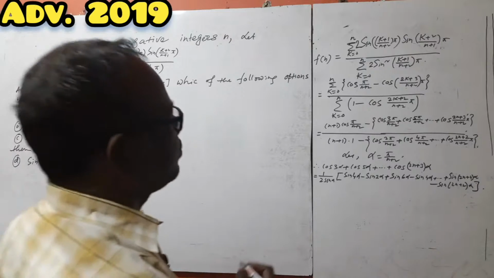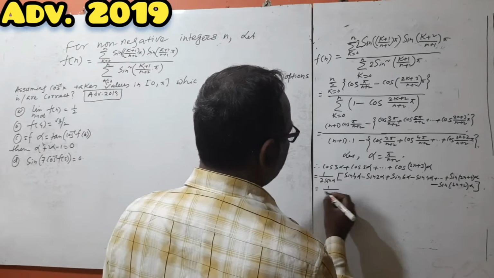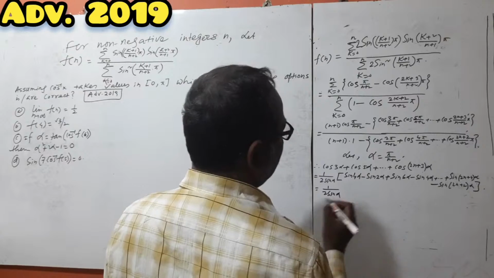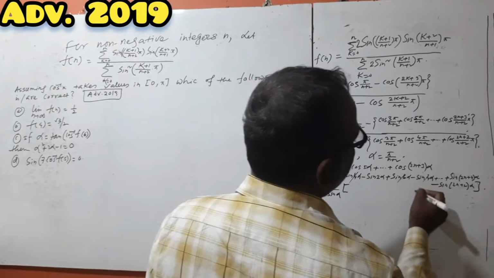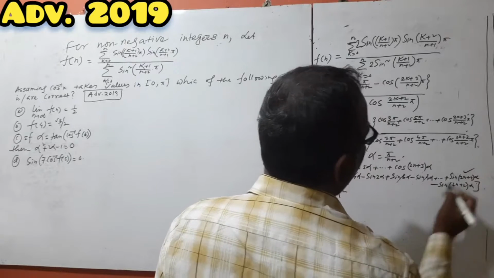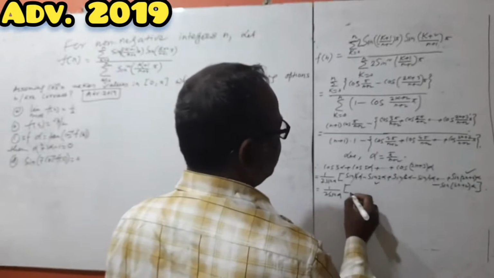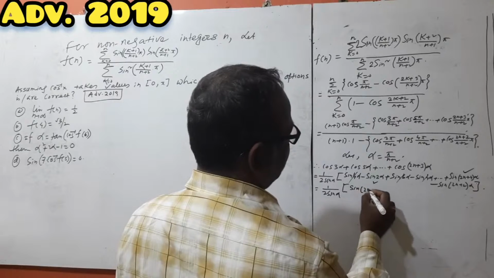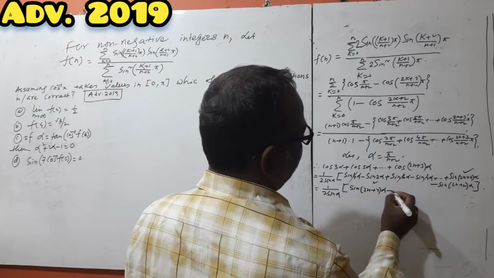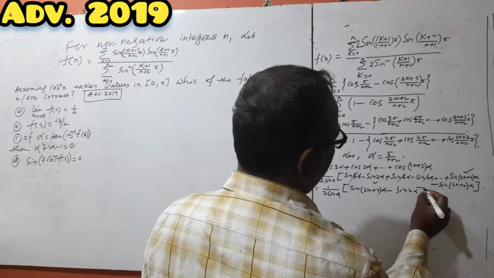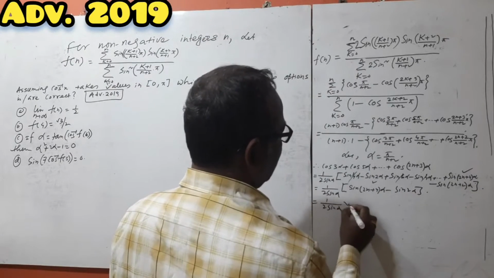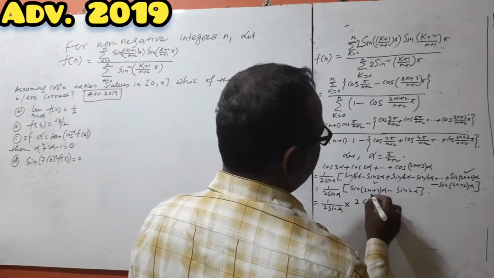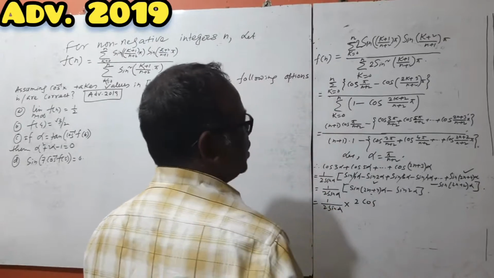Therefore this is 1 over 2 sine alpha times the sum, in which all the middle terms cancel out, leaving the biggest term and the smallest term: sine (2n+4) alpha minus sine 2 alpha. This is 1 over 2 sine alpha times 2 cos of the sum of these terms.